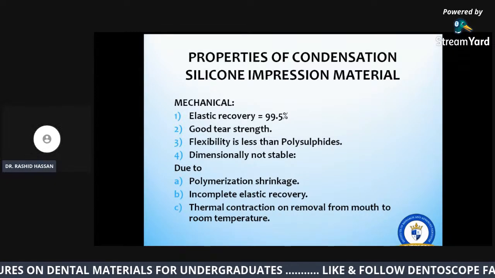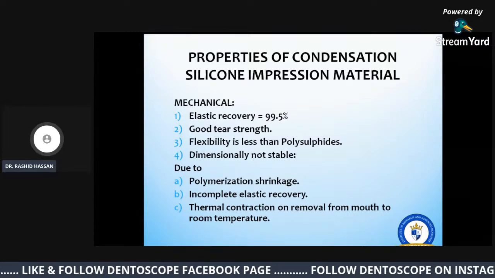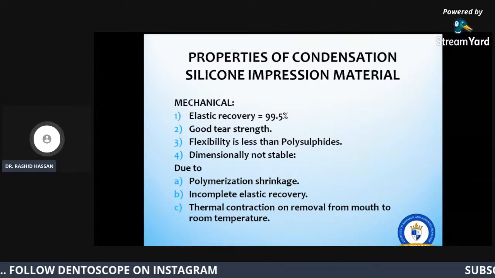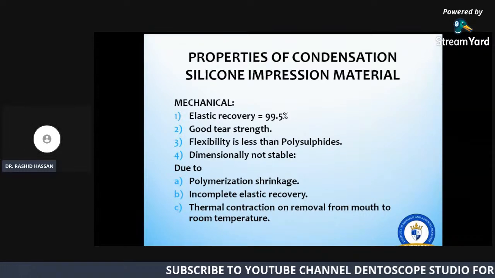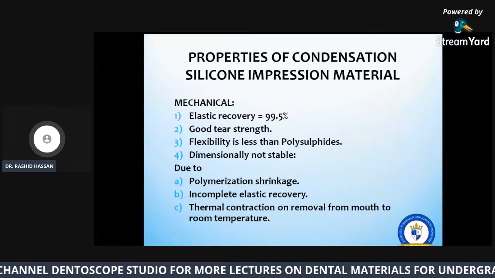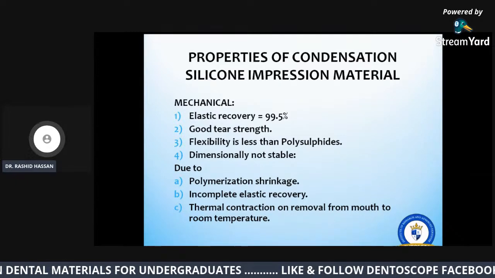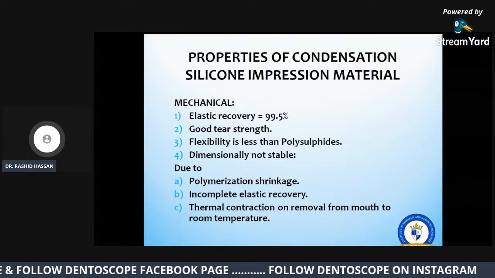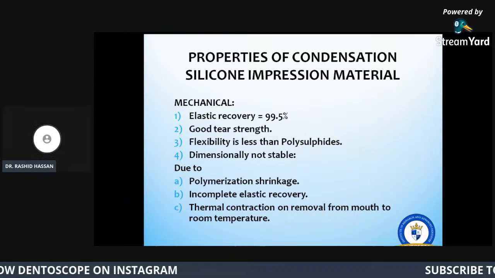if we can have a very good elastic recovery, because we don't want our material to tear off, because it is not easy to remove the impression material. You need to give certain movements, certain jerks to remove it, right? So if your material is not elastic, it does not have the flexibility, a good tear strength, then the undercut areas are not going to be recorded. They are going to tear off, and we need those undercut areas.